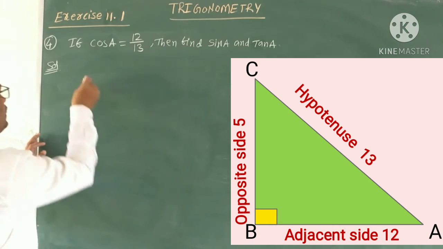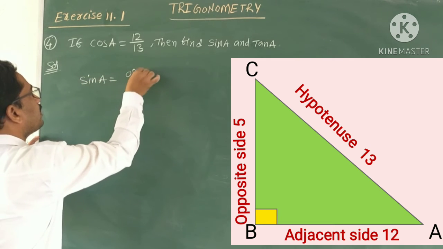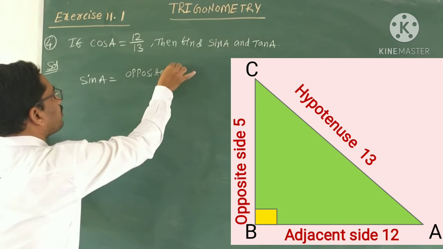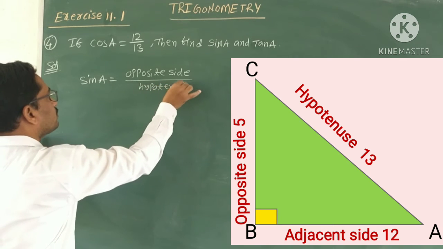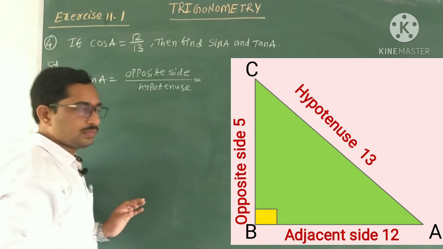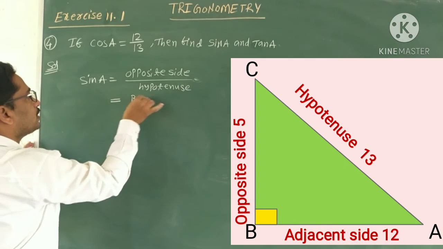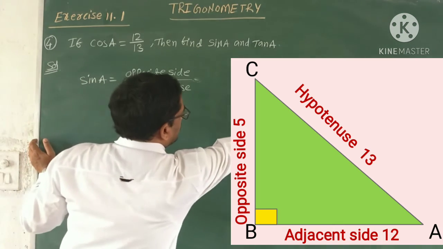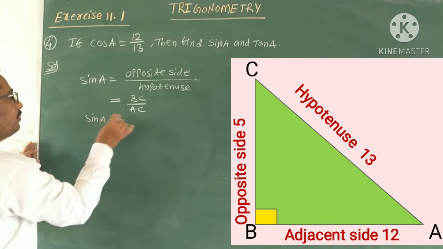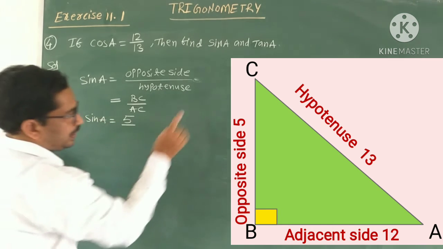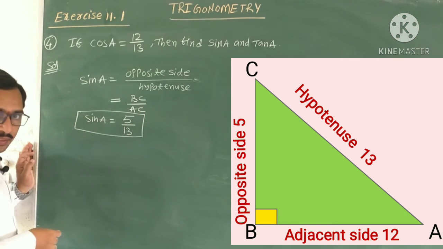Now see, sin A formula, opposite side by hypotenuse. So what is the opposite side here? Right, opposite side is BC by hypotenuse. Hypotenuse value is AC. So sin A equal to BC value 5, hypotenuse AC value is 13. So sin A equal to 5 by 13.